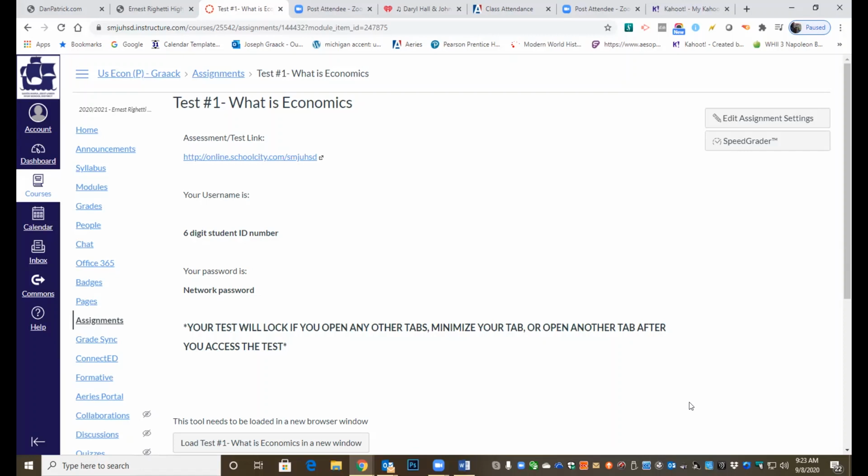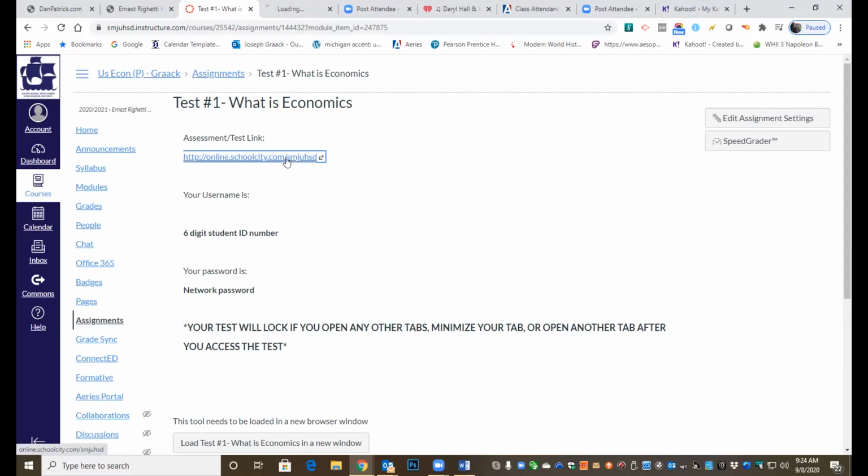You'll submit that. You want to make sure that your device, whatever you have, is fully charged, fully updated, and ready. If you close out of a tab, minimize out of a tab, what have you, your test ends and you're stuck with what you have. So make sure that you've got plenty of time and no disruptions. When you get to that site, your username is going to be your 6-digit student ID number. Not your email address, just your 6-digit ID number.